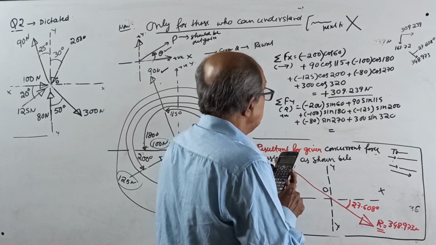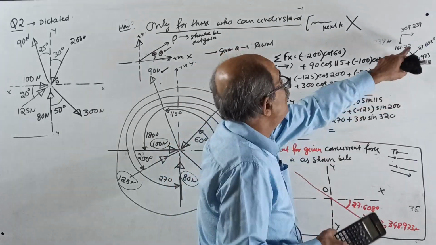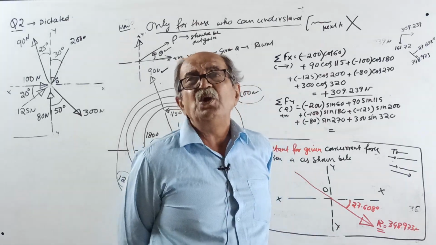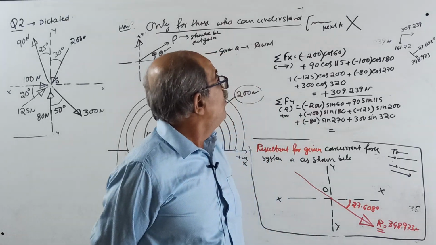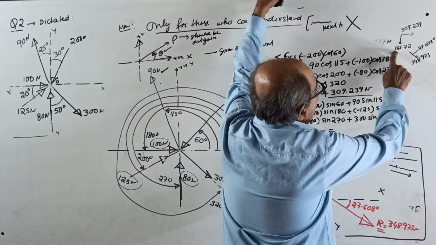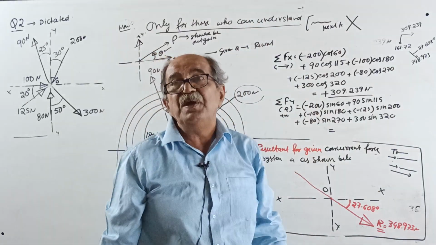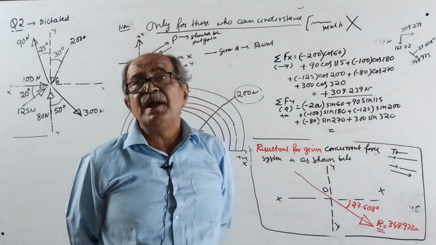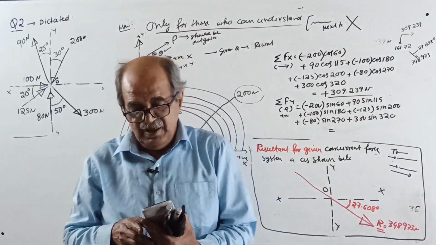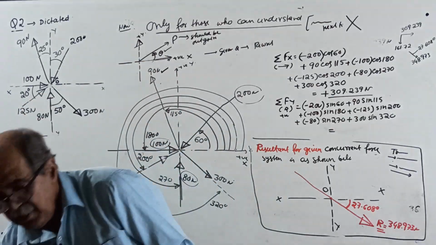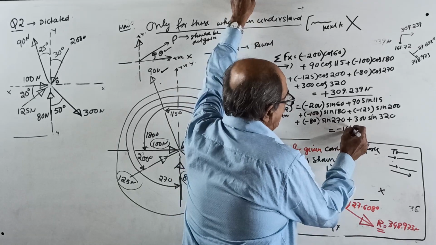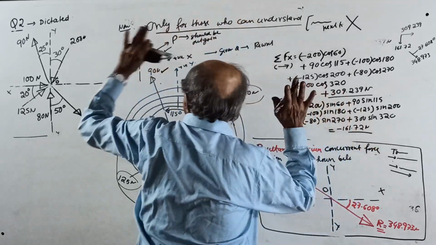Minus 161.721. Last time I got 720, 721.001. In a transaction of nearly 1.5 to 2 lakhs, one rupee difference, someone will say, okay, leave it, sir. Okay, say minus 161.721, but still I'll get the same answer. Minus 161.72 Newton. Okay.